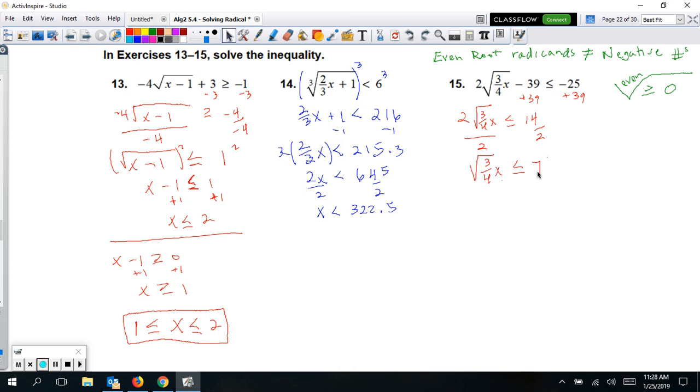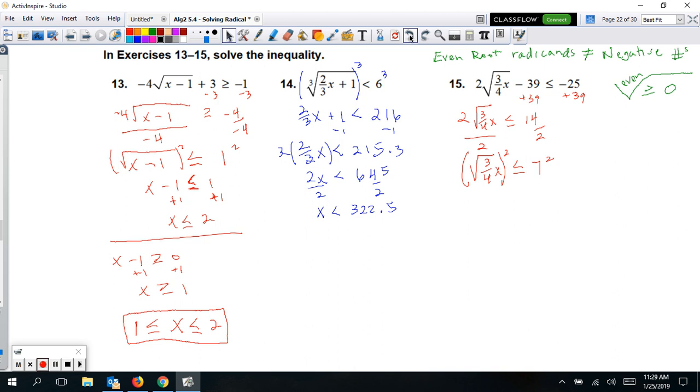So the radical is less than or equal to 7. We got to square both sides now to undo the radical sign. That's where we're at now at this step. When we isolate the radical, to get rid of the radical, you got to raise it to the power that the root is. So we have a square root, so we're going to square both sides.